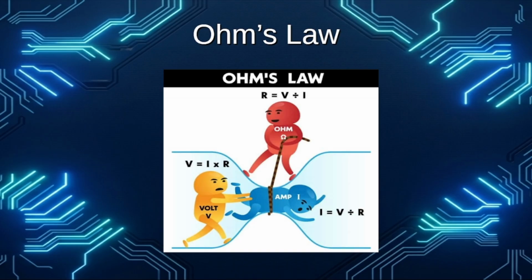By rearranging Ohm's law equation, we can derive three useful formulas. To find voltage, V is equal to I into R. To find current, I is equal to V by R. To find resistance, R is equal to V by I. These three formulas are widely used in electrical circuit calculations. I hope these formulas are easy to understand.